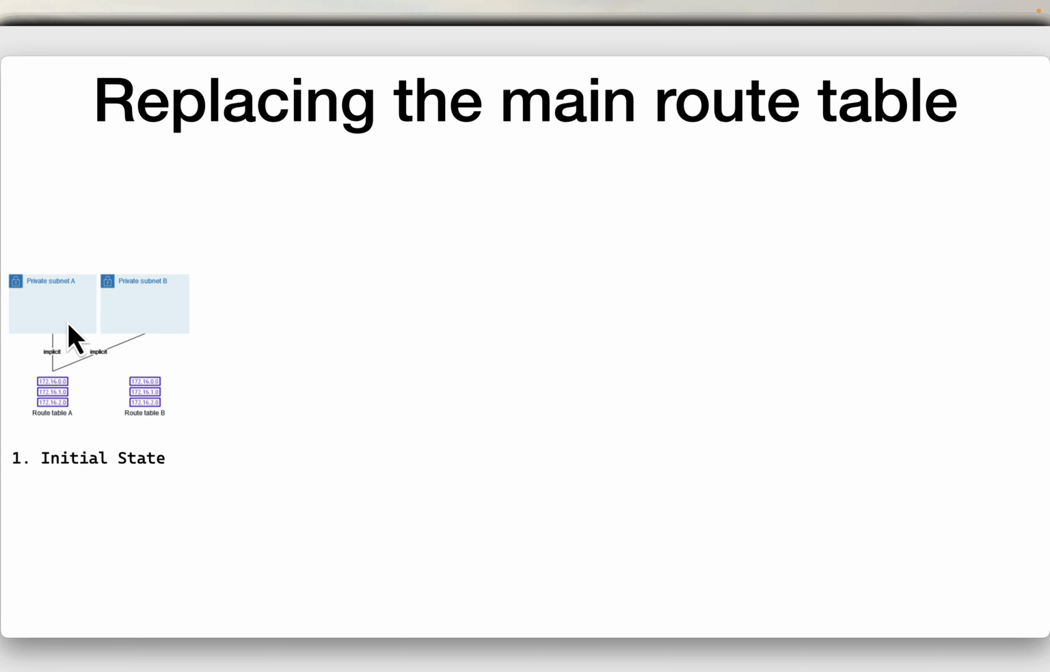So when we create a subnet, it automatically gets associated with the implicit route table, and this is always called the main route table. Route table B, a custom route table, exists. So we have created a route table, but it is not associated with any subnet. So this is the initial state.